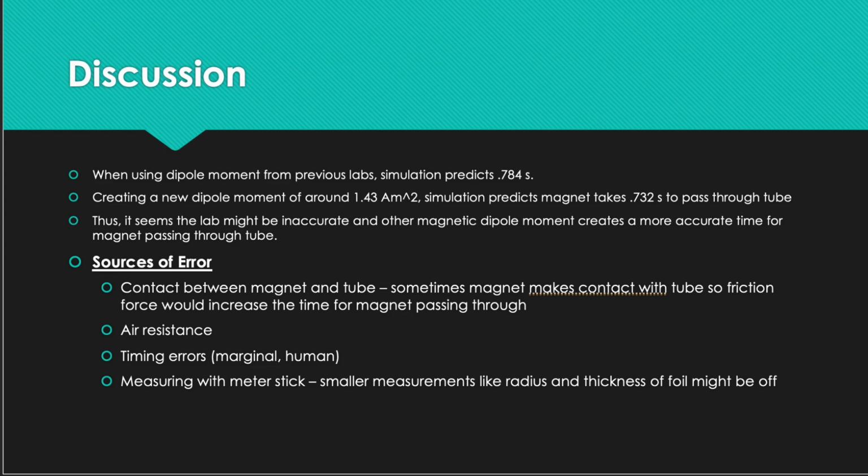It's not that big. Sources of error: there could have been contact between the magnet and the tube. If the magnet makes contact with the tube, there's a friction force, which will increase the time artificially. There is air resistance, timing errors, and error from measuring with the meter stick. Smaller measurements like the radius and thickness of the foil might be off.